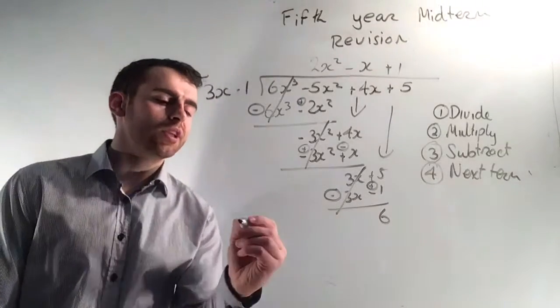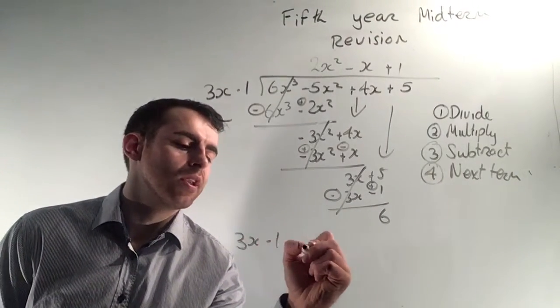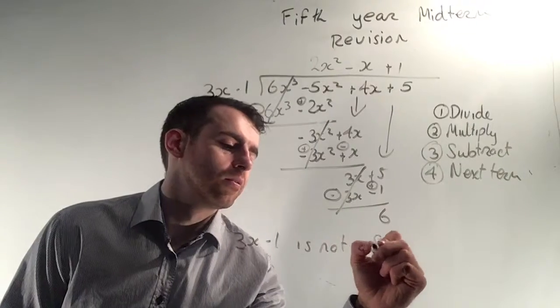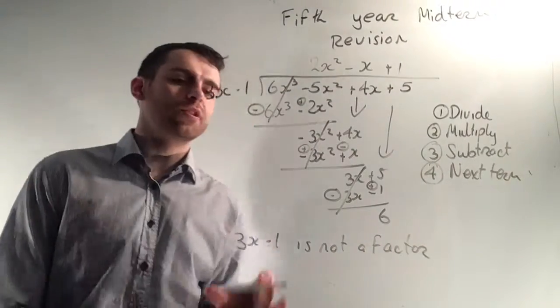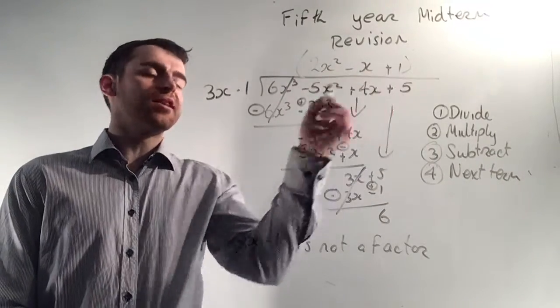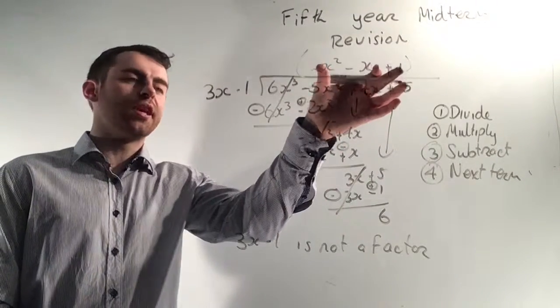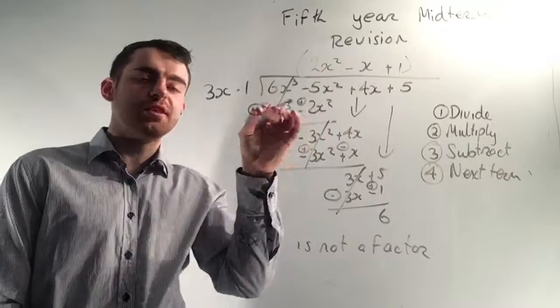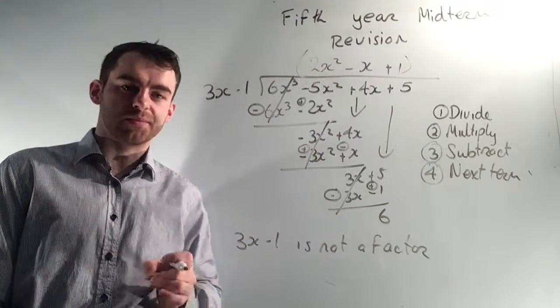That means my conclusion is that 3x minus 1 is not a factor. I don't need to do anything else. If it asked me to solve it, I'd factorize these and get my other two factors, or my other two roots.